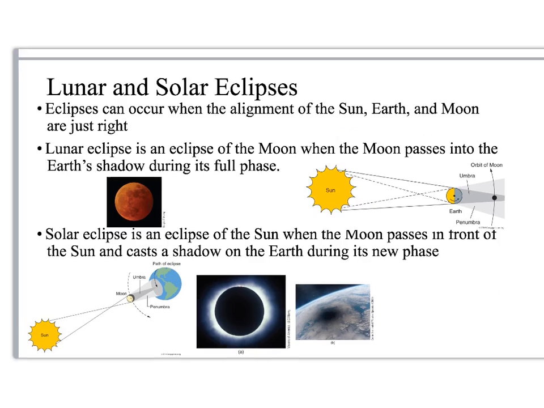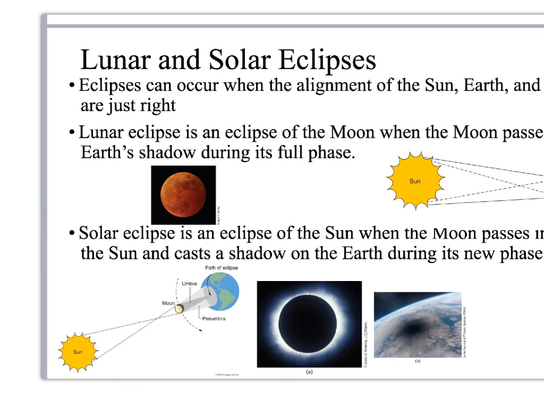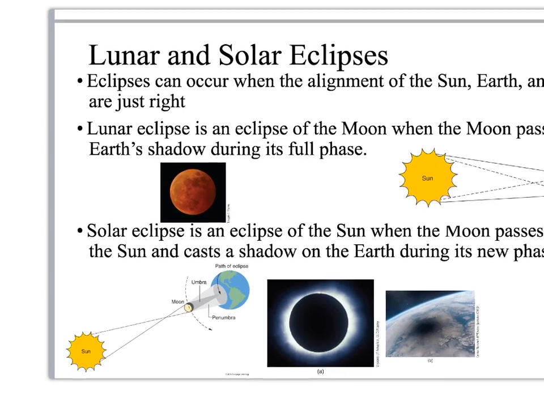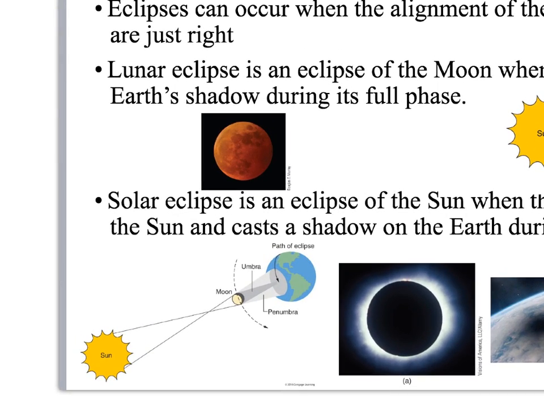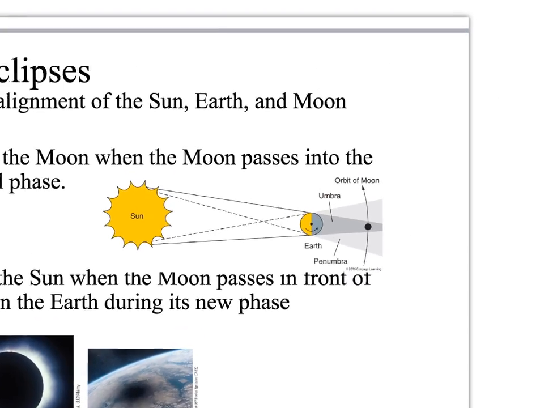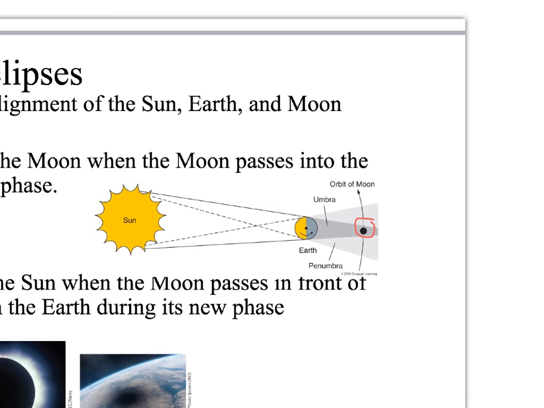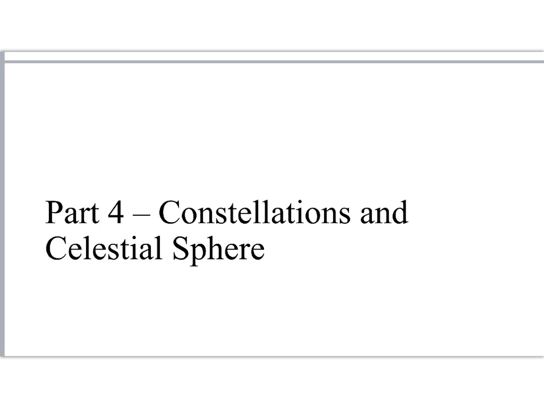All right, so for eclipses, generally know the configuration of the Earth, moon, and sun when we get our eclipses. So down here, this is a new moon. We have potential for a solar eclipse. And over here, this is a full moon, and we have a potential for a lunar eclipse. So know those.